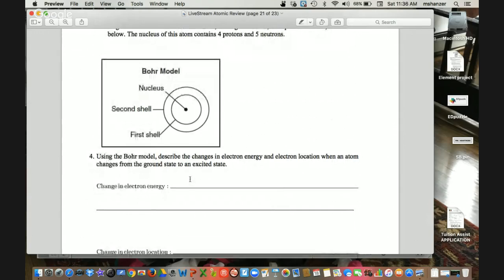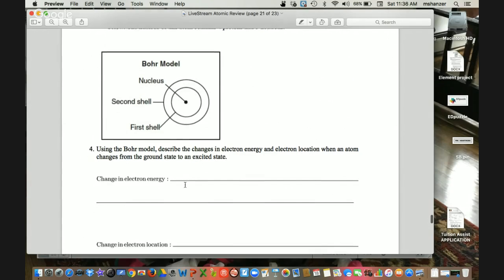So here they want you to say, what is the change in electron energy? When it's going from ground to excited state, you simply have to say the electron is gaining energy. That's all you have to say, or energy is absorbed.